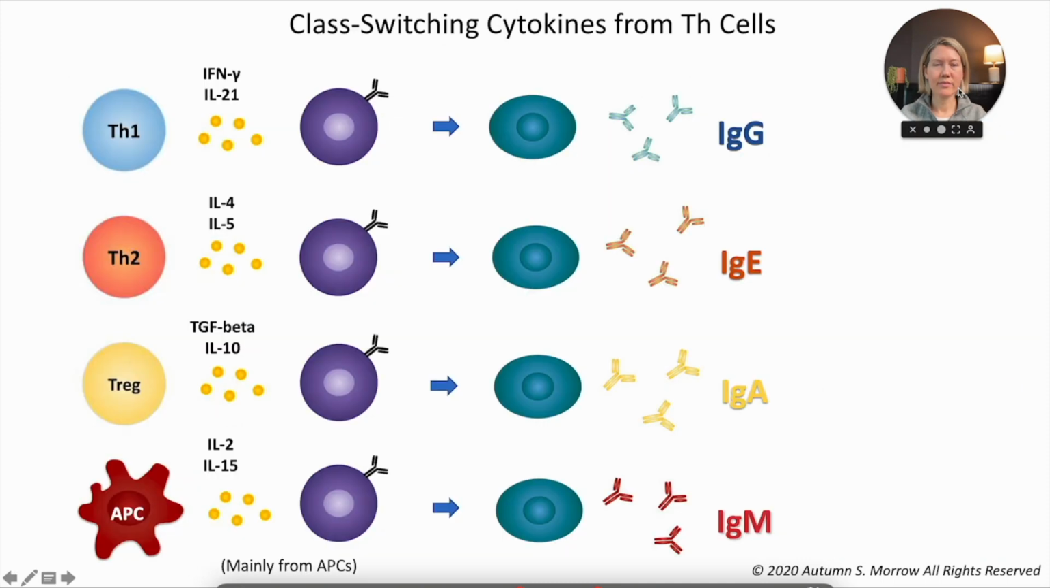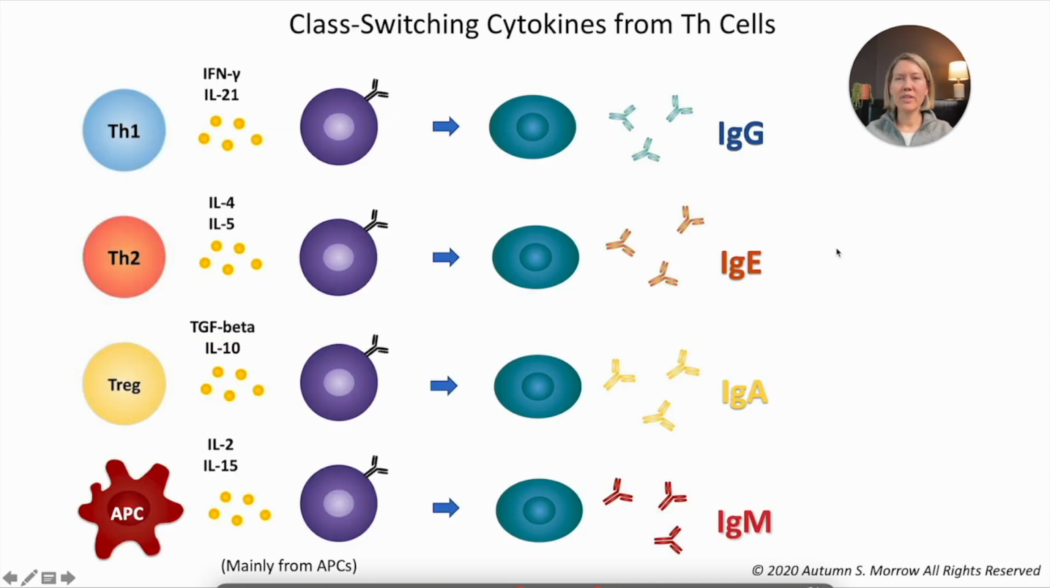All right. Here we have a little bit more class switching, and again, depending on the type of cytokine in the environment, it helps to guide what kind of plasma cell the B cell will differentiate into. Now, once the B cell is activated and becomes a plasma cell, the plasma cell is capable of secreting up to 2,000 antibodies per second.